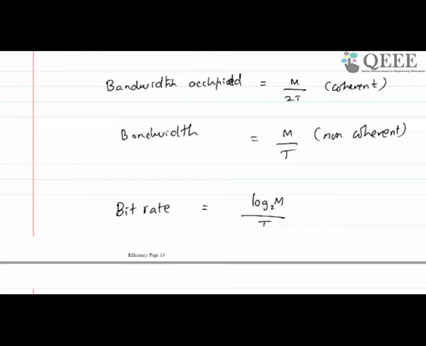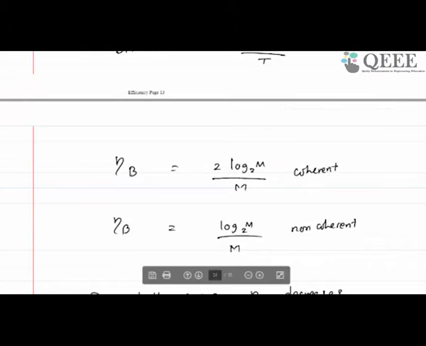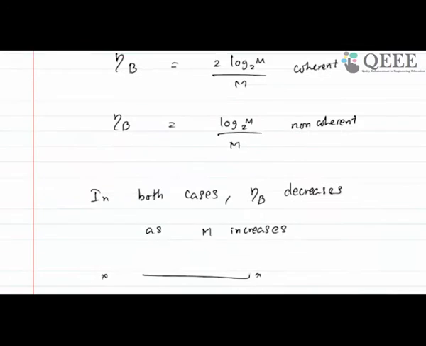Now you divide the bit rate by bandwidth. So bit rate by bandwidth is, for the coherent case, 2 times log M by M, while for the non-coherent case, it is log M by M. So this is the bandwidth efficiency for each case, right? Nevertheless, as M increases, the bandwidth efficiency goes down. So for FSK, as you increase the size of the constellation, or as you increase more and more frequencies, they are lesser and lesser efficient in terms of using bandwidth, because it is clearly understandable.